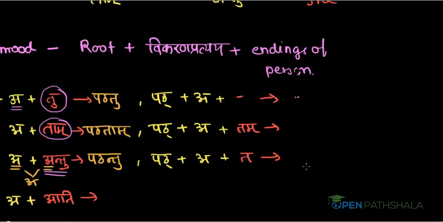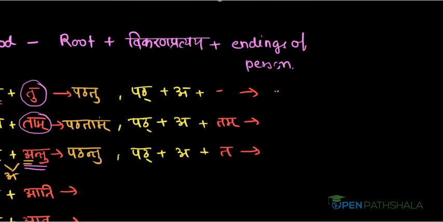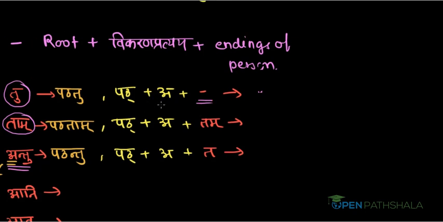Next, patha plus a is added with no suffix, that is zero. This suffix is of second person singular. So this second person singular ending zero is added to patha. So patha plus a plus zero will be patha. That's it. Patha.